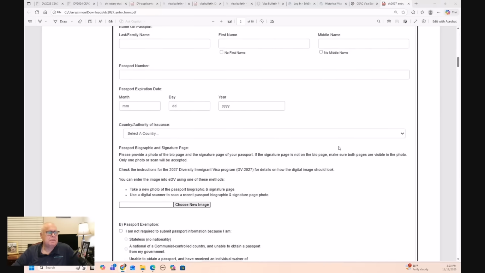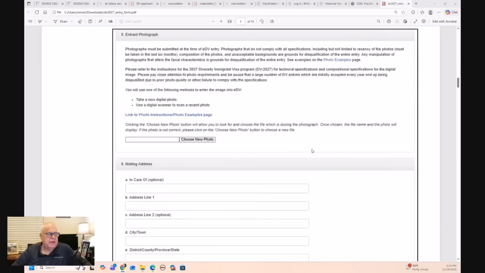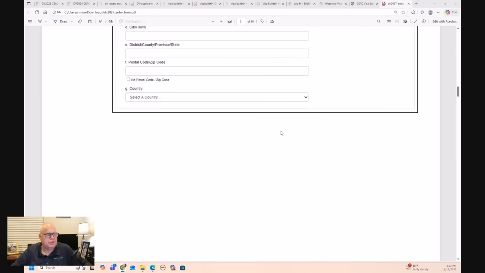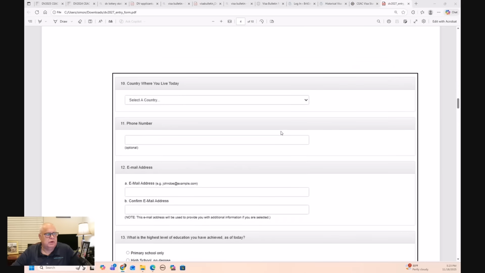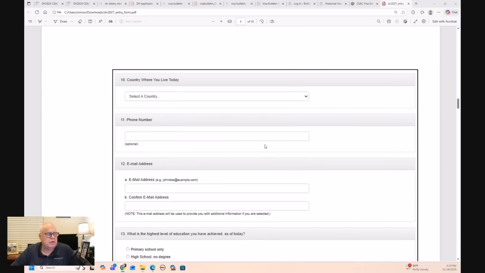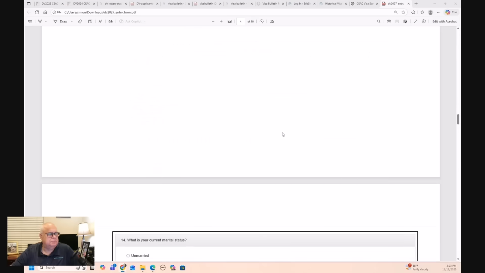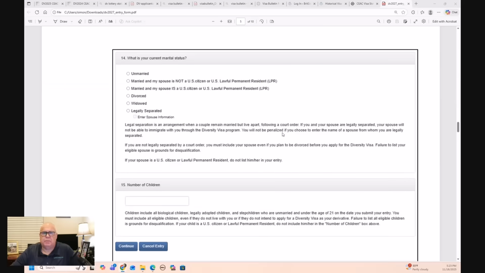Okay. All right, and then we go back to the form as is normal. It asks for the photograph and the mailing address and so on. It goes through various information, the country where you live today, the phone number, your email address, and that sort of stuff, your level of education achieved as of today, meaning as of when you enter the lottery. It asks for your marital status and the number of children.